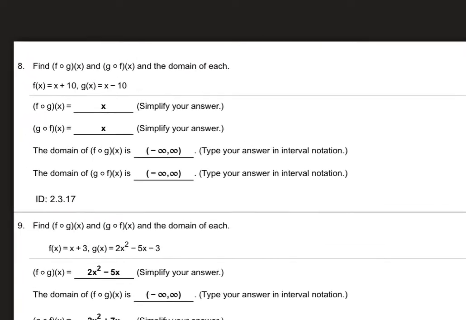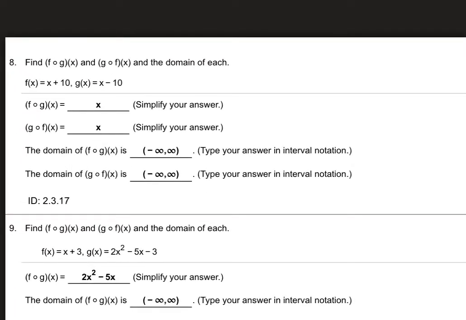In this first example, it's asking us to find f of g of x and g of f of x, where it gives us these functions. What's different about this particular problem compared to something you may be used to is that sometimes we would have f of g of a number, but this time we're not plugging in a number into the function. We're just going to plug the function into the other function.